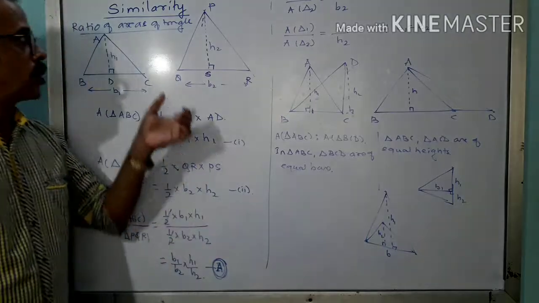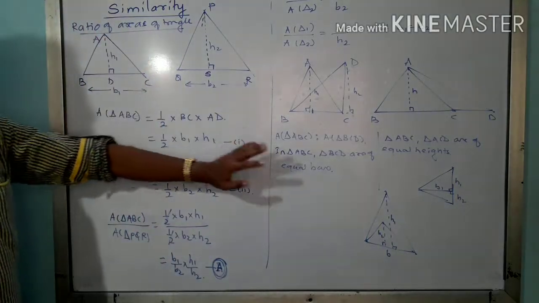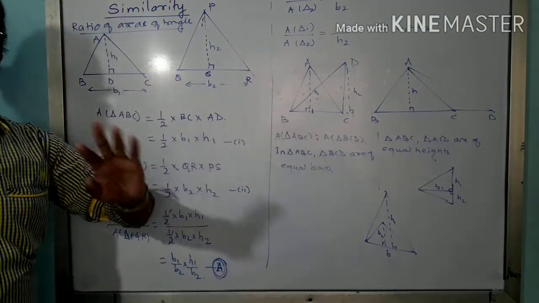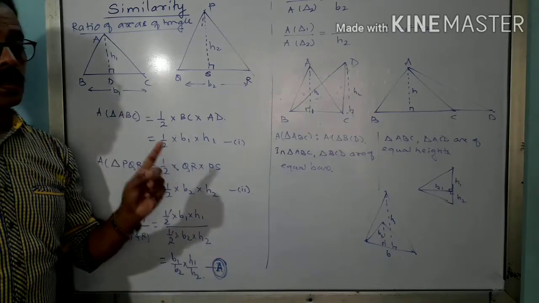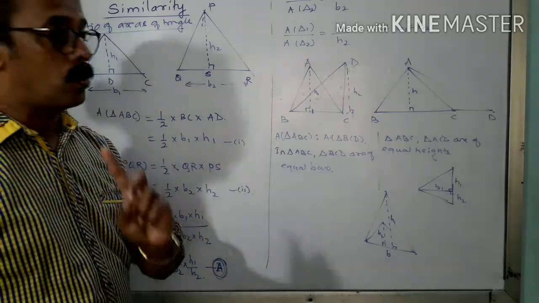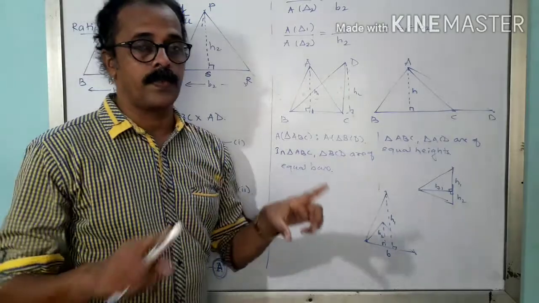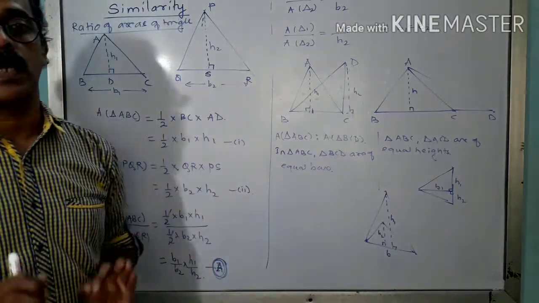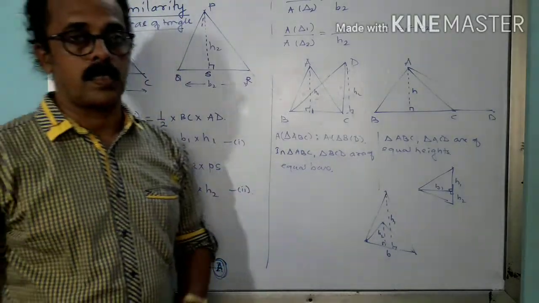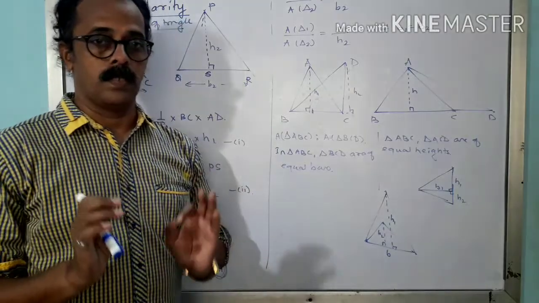So I hope you understood about the ratio of areas of triangles. I haven't taken any numerical here, just given an idea how to tackle that numerical and what condition you need to write. As I said, once you observe the figure, you try to write down whether they have the equal base, whether they have the equal height, or whether they have both equal. That is the first case.